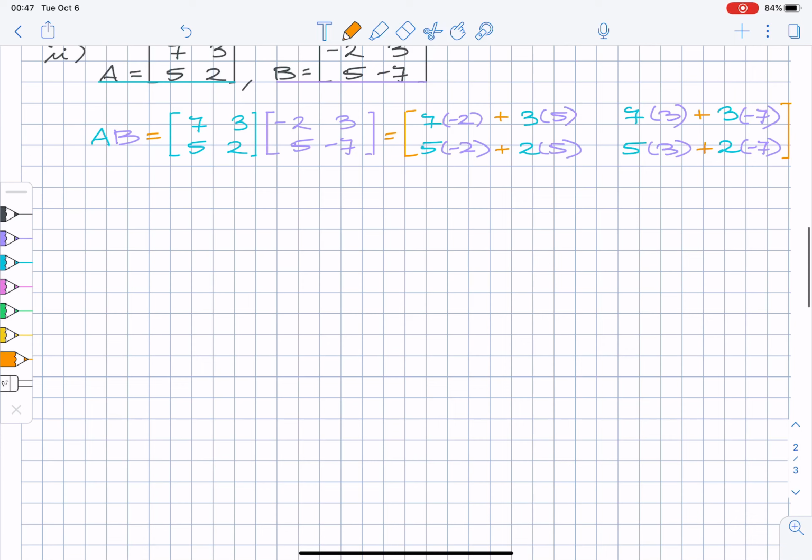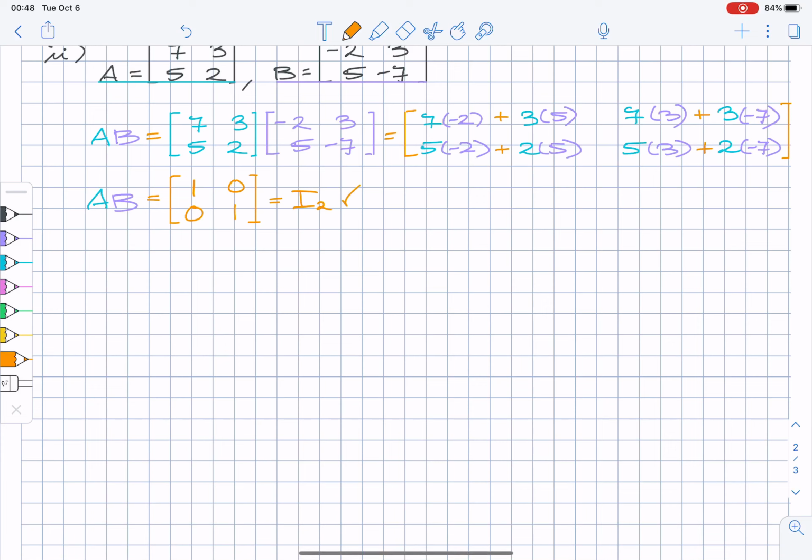Okay, so what do we get? We get that A times B is going to be equal to, let's see, -14 plus 15 is 1, -10 plus 10 is 0, 21 minus 21 is 0, 15 minus 14 is 1. So that is indeed I sub 2, check mark.